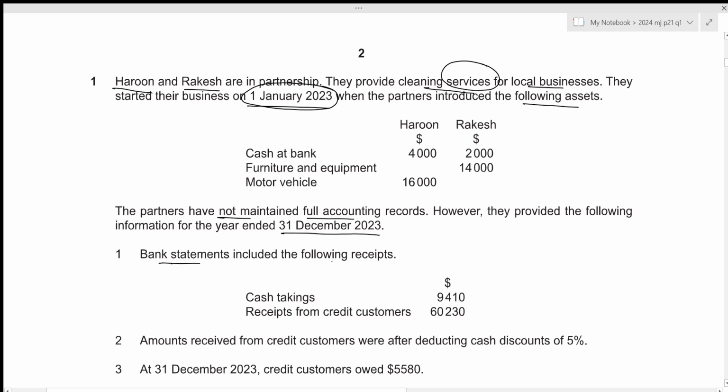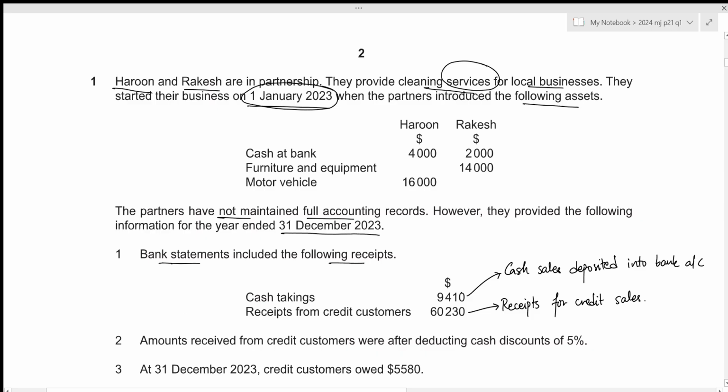Bank statements included the following receipts. We have cash takings and the receipts from credit customers. So cash takings just refers to the amount of cash sales that we have now entered into the bank account. So these amounts will refer to the cash sales deposited into the bank account. And the second one is receipts from credit customers. So this is a payment made by credit customers for the credit sales. So this is the receipts for the credit sales made by the partnership.